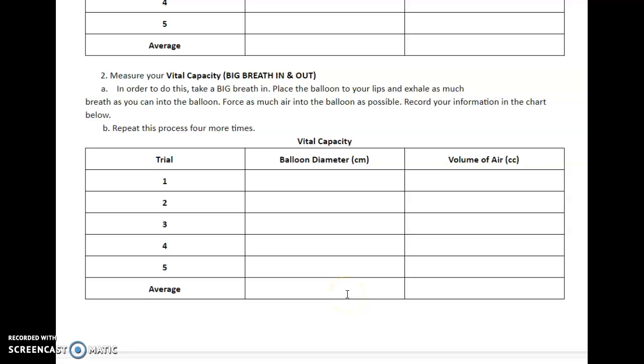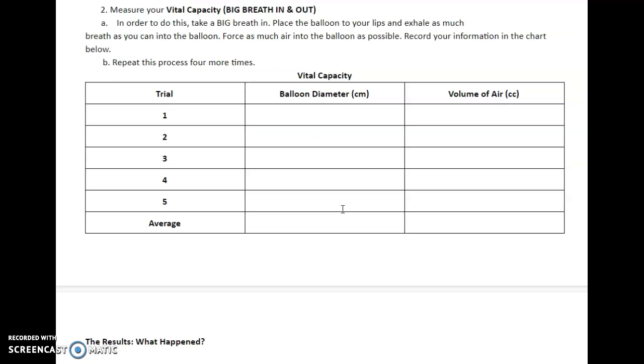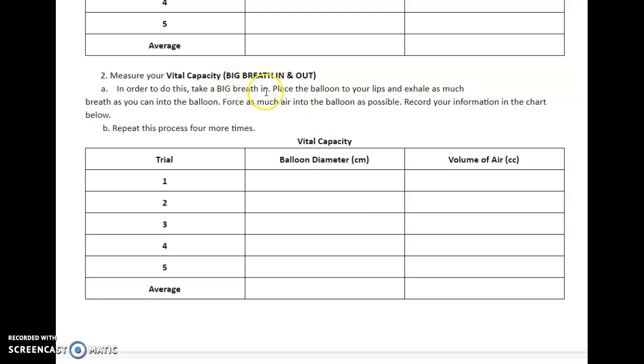we'll do the vital capacity. So this is the one where you're going to be taking a big breath, and forcing it into the balloon. So you're not going to keep forcing air into the balloon as if you were blowing up a balloon. You're going to take one big breath and blow it into that balloon, hold the end, and then record the diameter. So you're going to put that here.